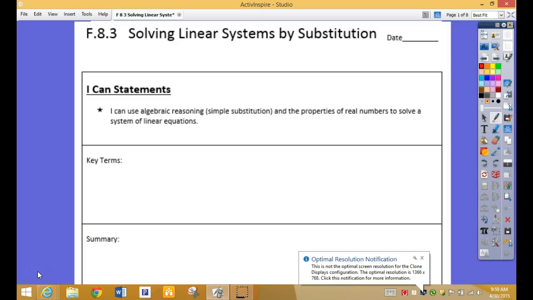8.3, solving linear systems by substitution. We're going to be substituting in today. No graphing involved. Using our knowledge and recalling how to solve equations.